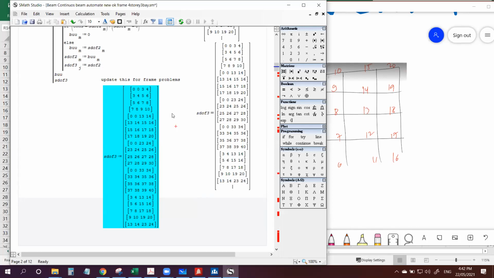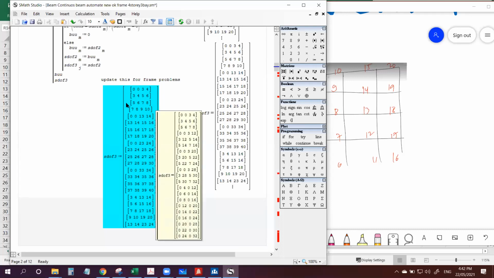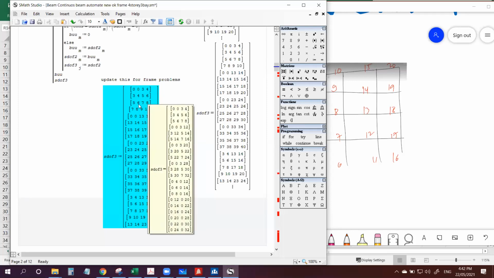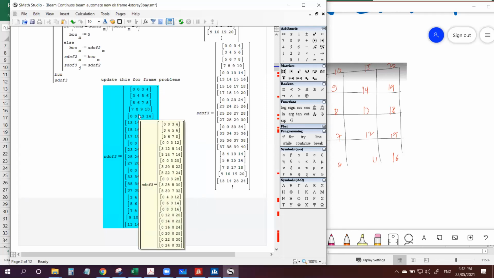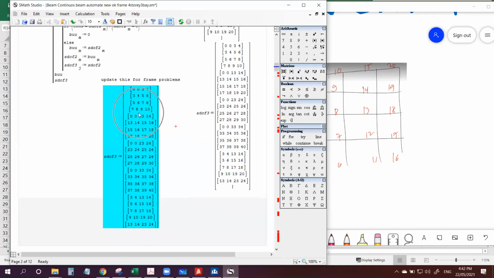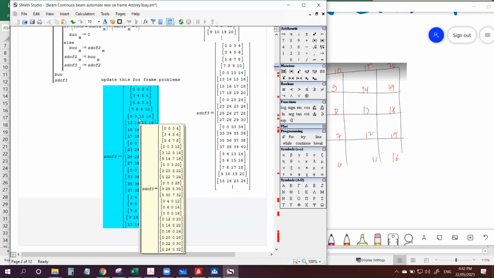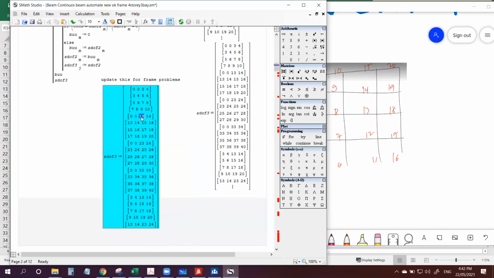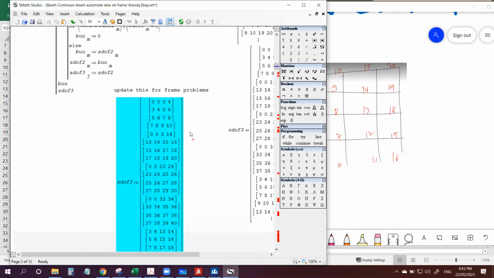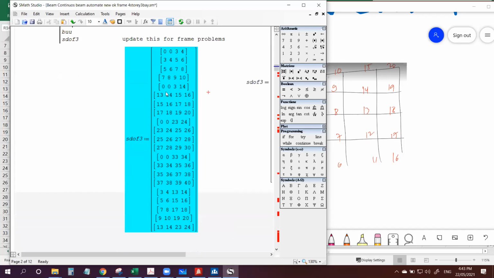31, 32, 33, 34, 35, 36, 37, 38, 39, 40. So 0, 0, 3, 4, 3, 4, 5, 6, correct? 5, 6, 7, 8, correct? 7, 8, 9, 10 is correct. Then this becomes 0, 0, 13, 14. So I'll make this 3. Yeah, 3. So this is the manual input I'll be overriding on the code.